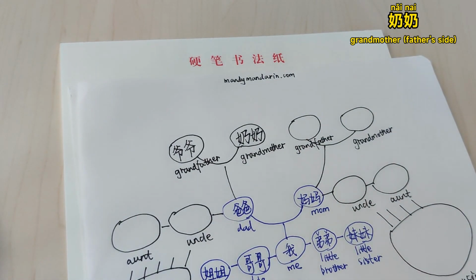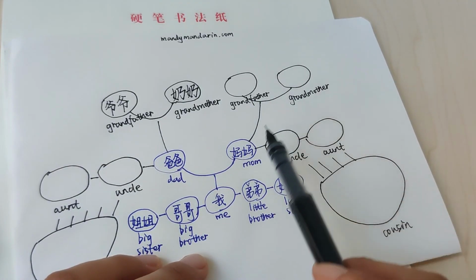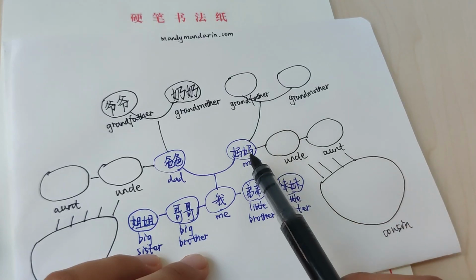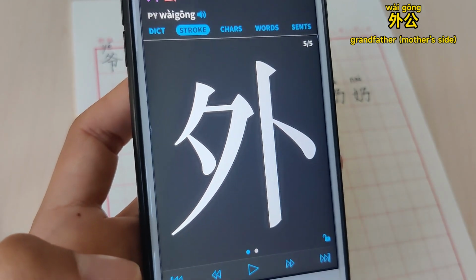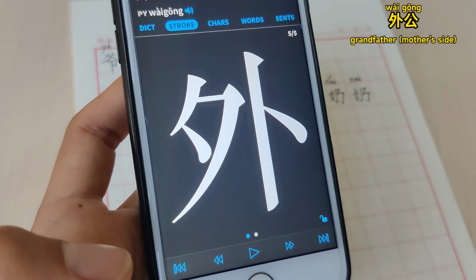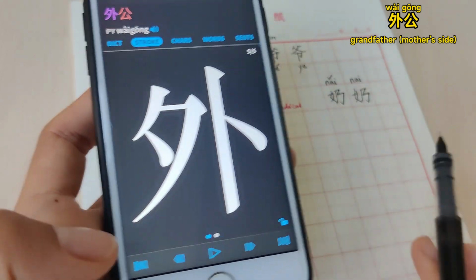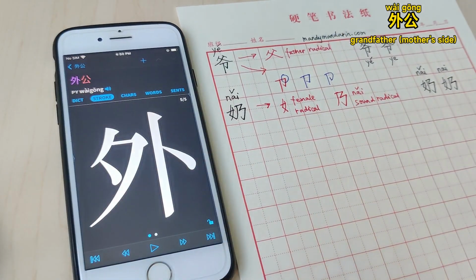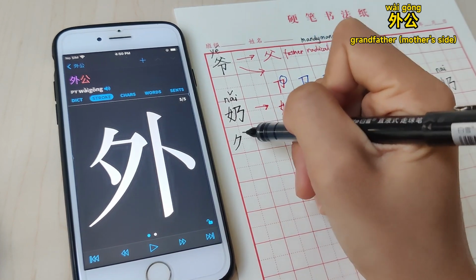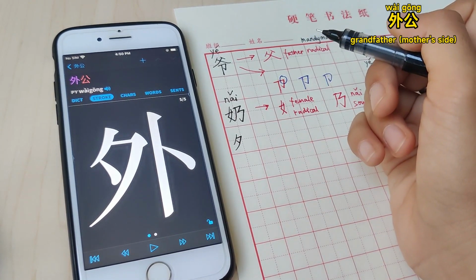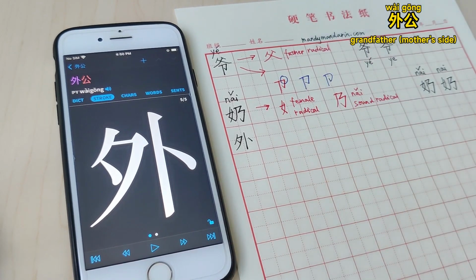Very good. Now let's take a look at the mother side. The grandfather from mother side, that would be 外公. And this is how we write the 外. It's a left-right structure. On the left, we go 1, 2, 3. On the right, we go 1, 2.